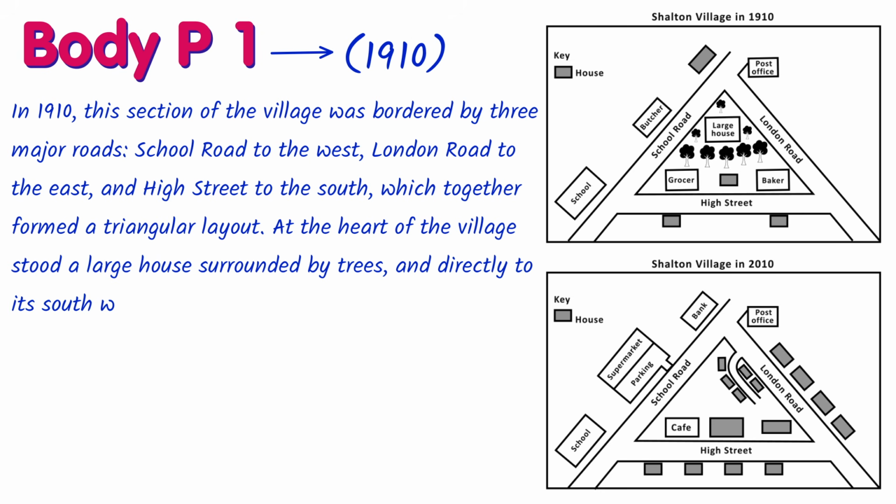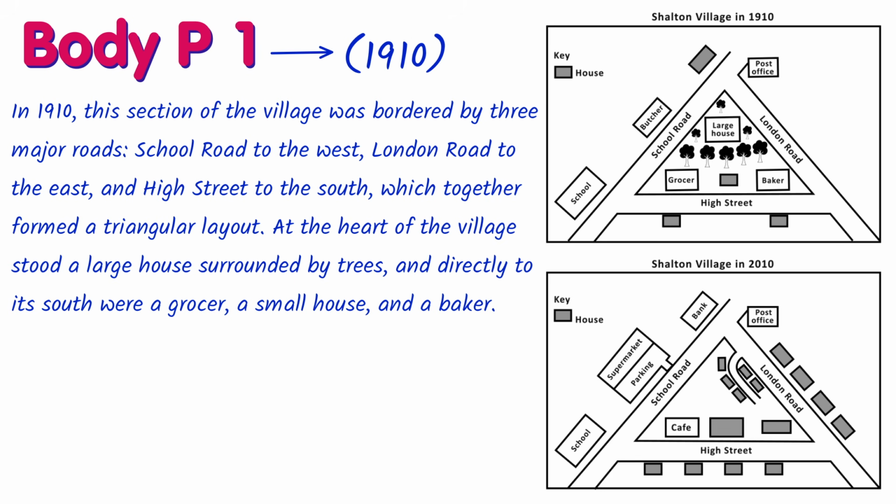we're talking about the location of these places. To its south were a grocer, a small house, and a baker. All right. As you can see on High Street, there are also several houses, right? We can write this. Several houses were located on High Street.